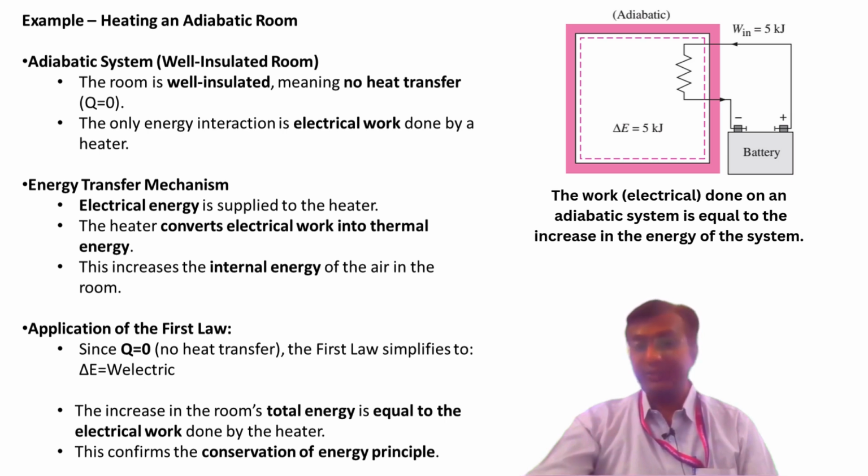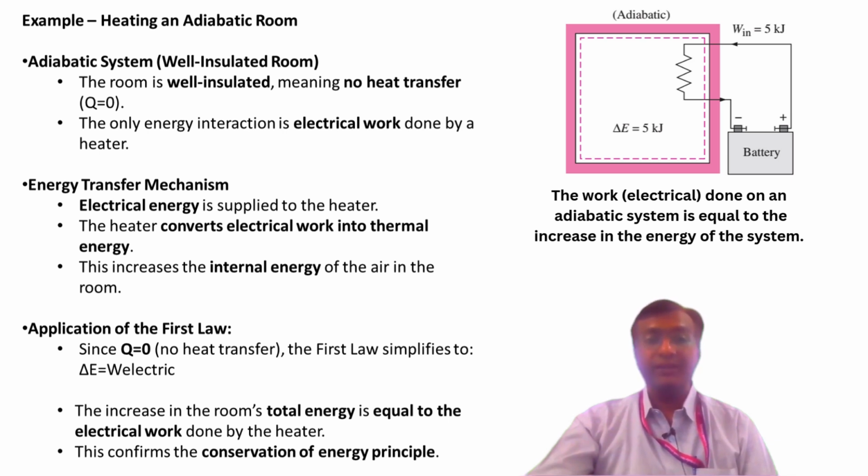Consider a well-insulated room. Because the room is well insulated, we can assume that there is no heat transfer between the room and the environment. That is, Q is equal to 0. In this scenario, the only energy interaction is the electrical energy, which is the work done by the heater inside the room. The heater is converting the electrical energy into thermal energy, which then increases the internal energy of the air in the room.